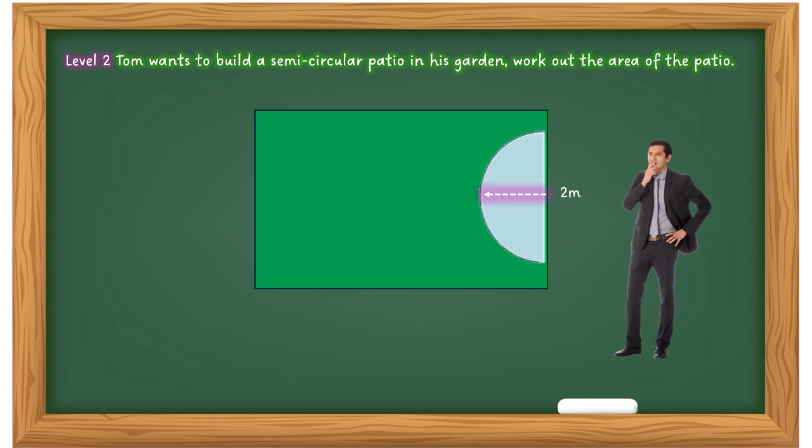So how did you do? It's fairly simple. Remember we're starting with pi, 3.14, multiplied by radius. The radius there is 2, so it's 2 times 2. And because it's a semicircle, you divide by 2. That will give you an answer of 6.28 meters squared. If you got that answer, you're doing absolutely fantastic. So well done.